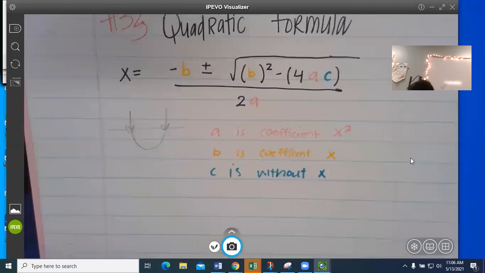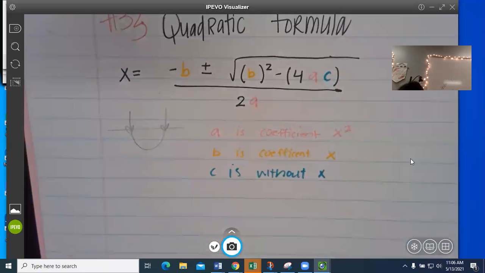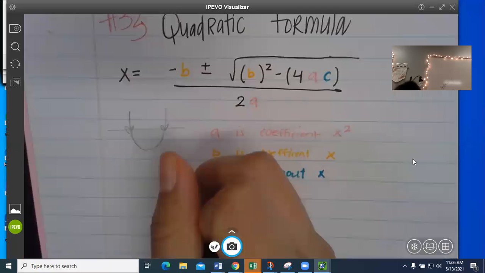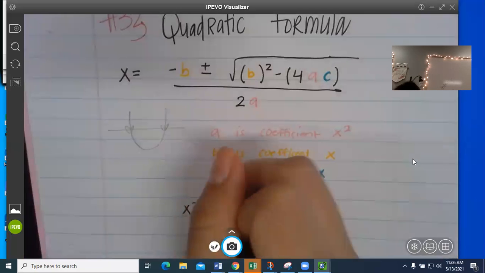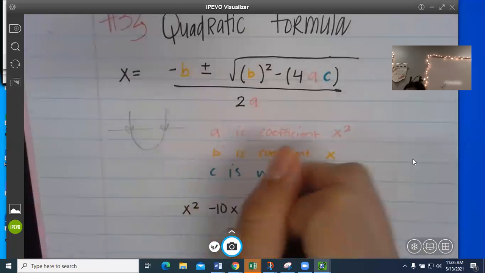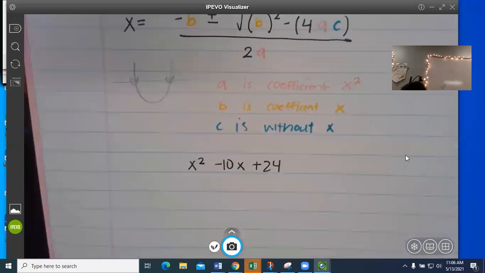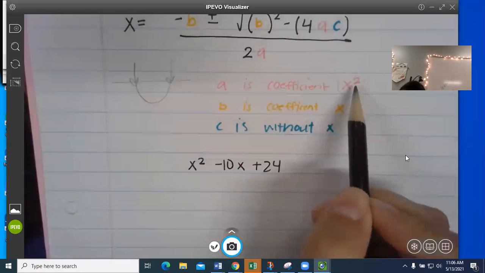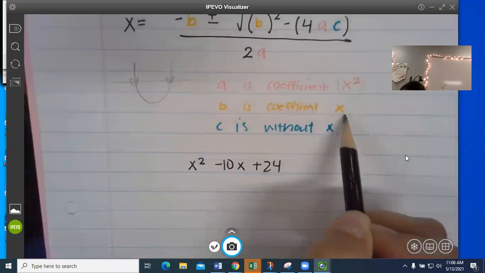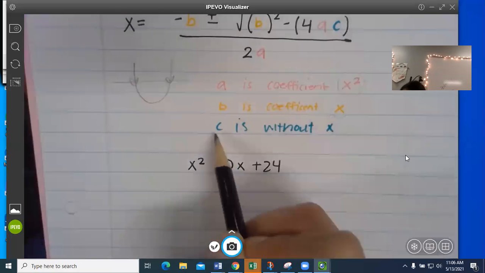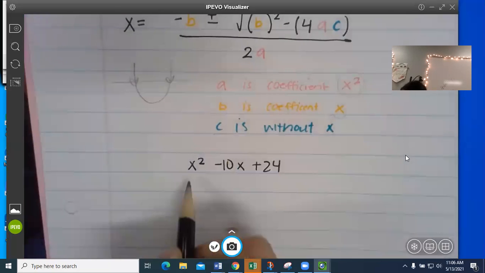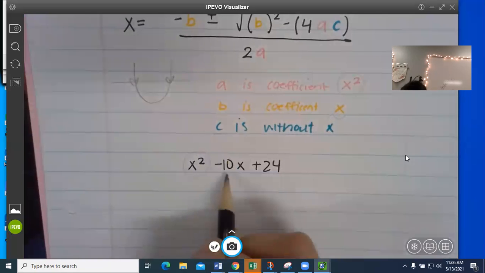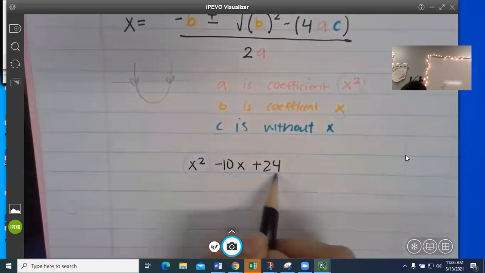Okay, so let's do an example so everybody is clear on what we're doing. And then you'll have some examples at the end. So we need to identify the a, b, and c. So a is the one I like to circle because it has x squared. b is the one with the x, and then c doesn't have x or y. So this has a squared, so I circle. This one has an x, so I squiggly, and this one doesn't, so I underline.